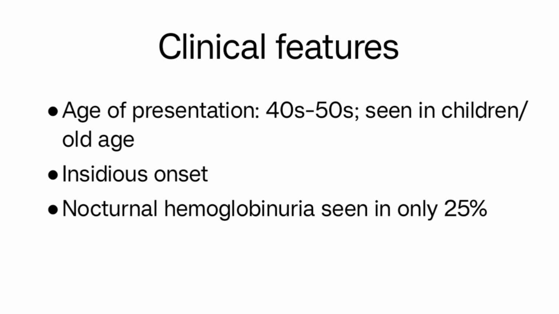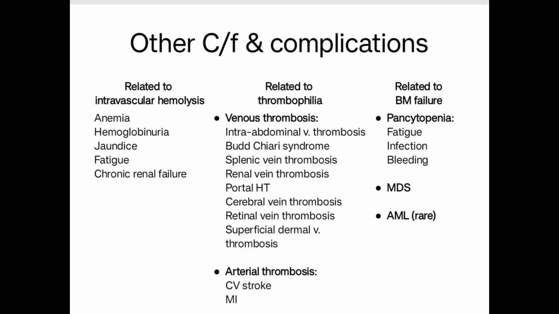Clinical features: it is seen at 40 to 50 years of age, and there will be nocturnal hemoglobinuria. The patient wakes up with cola colored urine, but it eventually disappears as the day passes. What are the other clinical features and complications related to intravascular hemolysis? There will be anemia, hemoglobinuria, jaundice, fatigue and chronic renal failure.